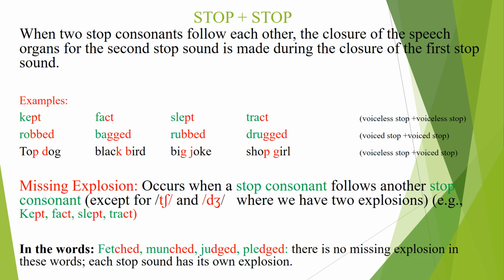However, in words ending with ch and j, there is no missing explosion. We say fetched. Now notice that there are two explosions, one for ch and the second one for de. Munched, we have two explosions, cha and da. Judged, two explosions, ja and da. Pledged, ja and da, two explosions.